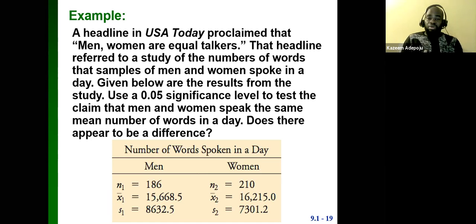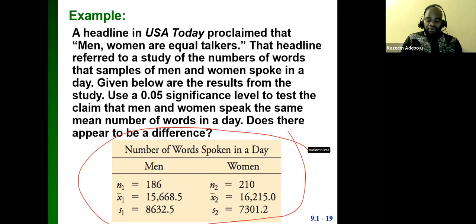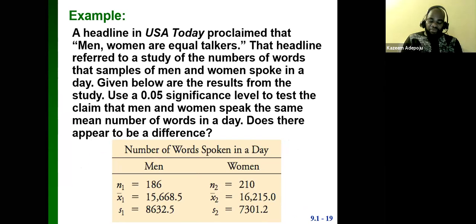So a headline in USA Today actually claimed that men and women talk equally. They are equal talkers. And we actually want to investigate whether this claim is true or not. When you take a look at what we have right here, a sample of 186 men and 210 women were randomly selected. And we recorded the mean number of words. The mean number of words for men was that, and for women was that, based on the sample. And we computed the sample standard deviation from the two groups, because the standard deviations were not known, and they are not equal.